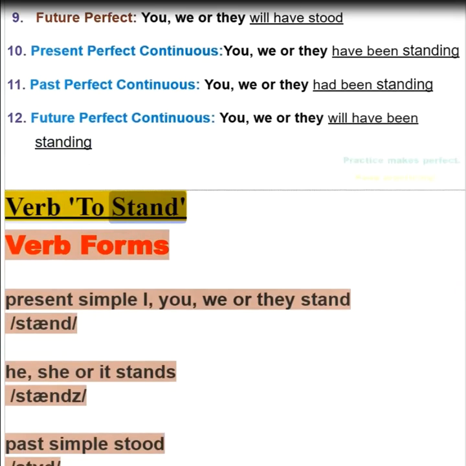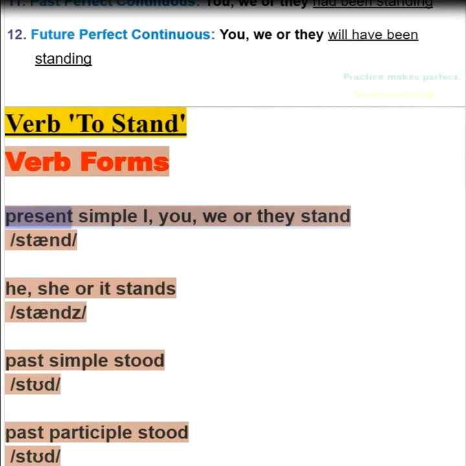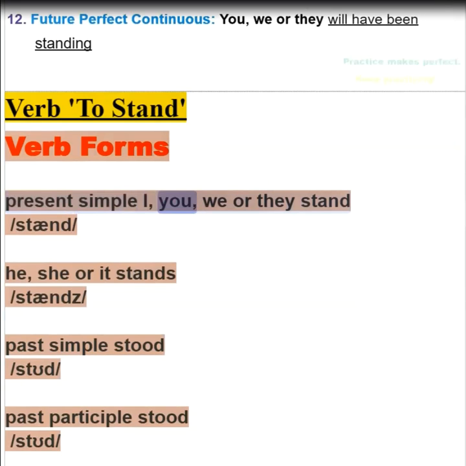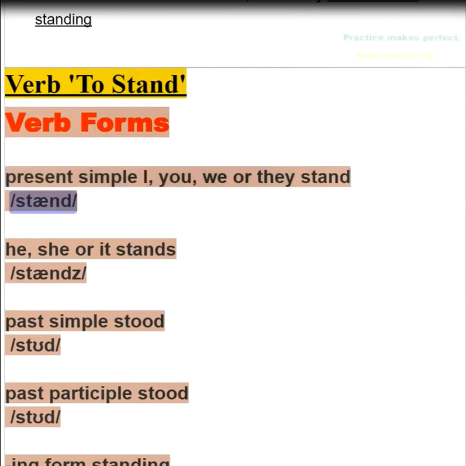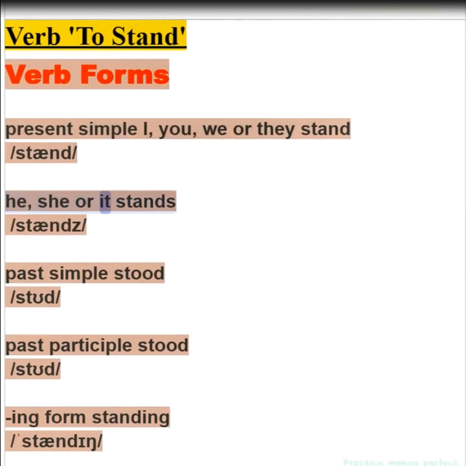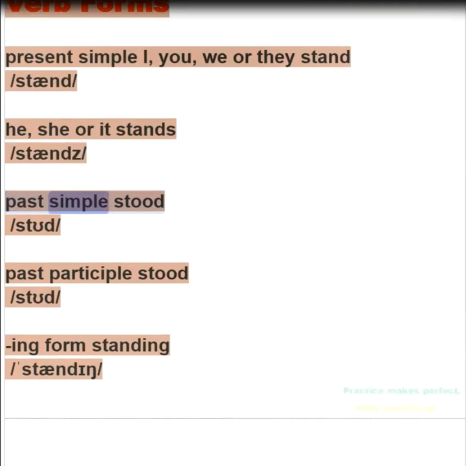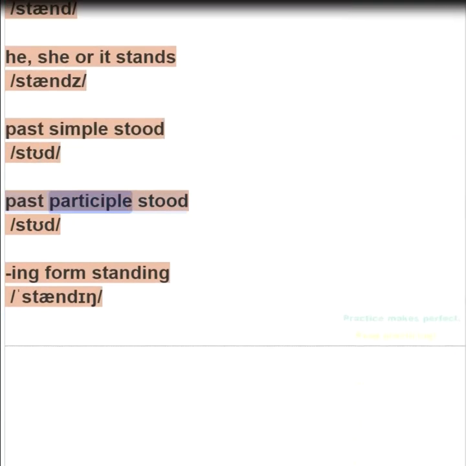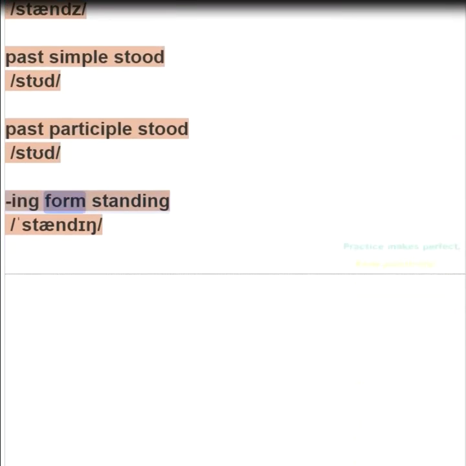Verb to stand. Verb forms. Present simple: I, you, we or they stand. He, she or it stands. Past simple: stood. Past participle: stood. Ing form: standing.